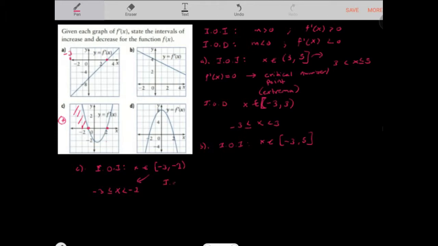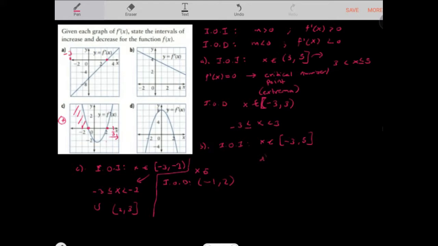Then we have an interval of decrease basically between -1 and 2. So x belongs to -1 and 2. And then we have yet another interval of increase, so you can write union, 2 onwards. So 2 and it looks like 3. Keep that in mind. Remember that there is no arrowhead, so this implies that the function isn't continuing onwards. So that was part C.